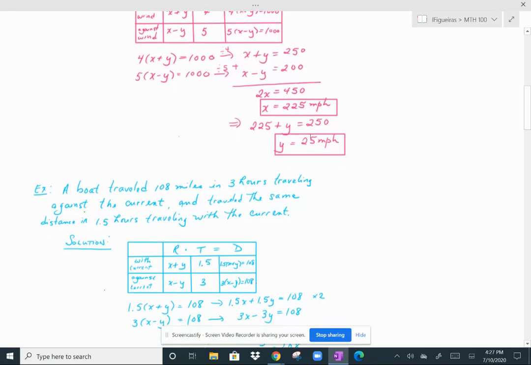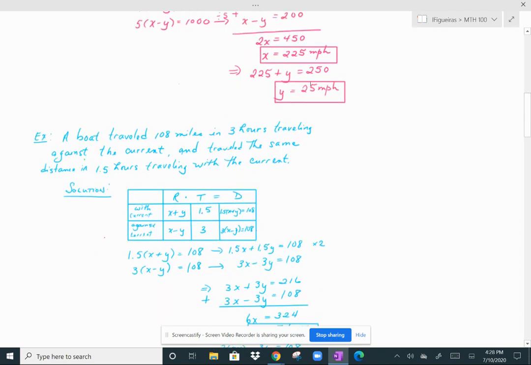So a boat traveled 108 miles in 3 hours, traveling against the current, and traveling the same distance, it took 1.5 hours with the current. So again, it's a really similar problem. We have with the current, that's x plus y, time is 1.5. Against the current, remember your rate is x minus y.